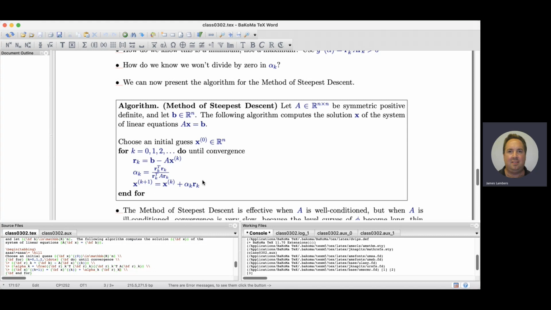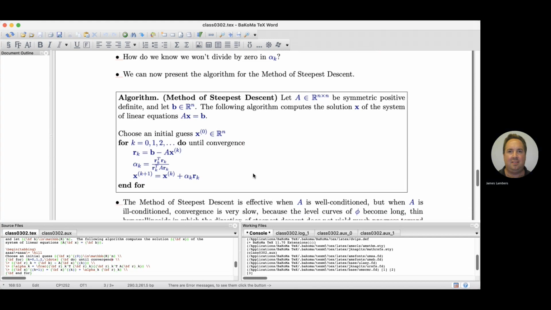At this point, what's not written here, it's implied by the until convergence part, we need to check whether we have converged to some tolerance. For example, you could look at the norm of xk plus 1 minus xk and see if that's less than some tolerance. And if so, then the loop will end.